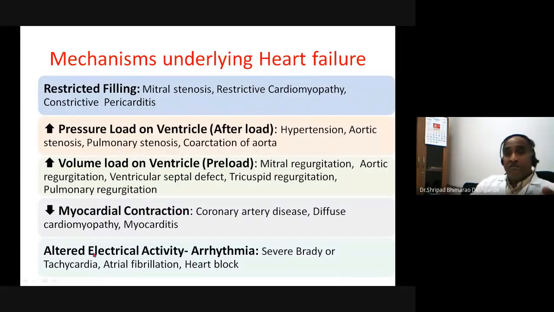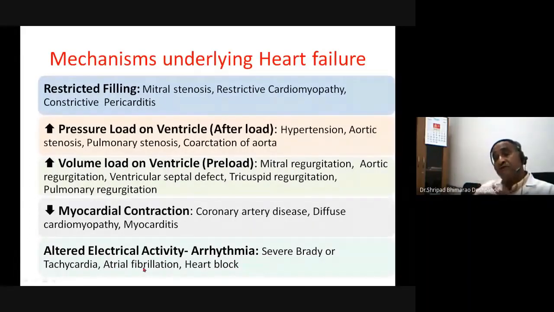Now we come back to altered electrical activity. That means the rhythm generation. The heart beats at 70 beats per minute because of the sinus rhythm. That means the SA node is acting at a regular interval. And if this is altered, what is called arrhythmia? If this is beating either too slow, bradycardia, or too fast, tachycardia, or not able to cope, fibrillation.